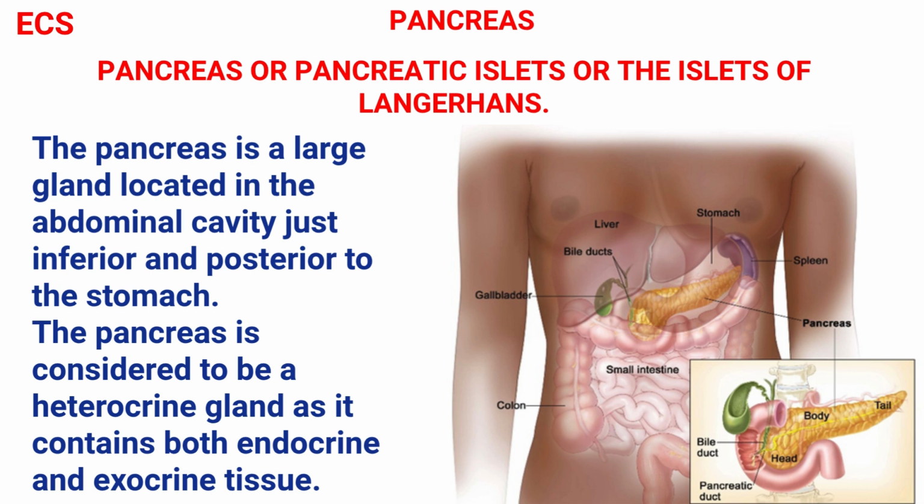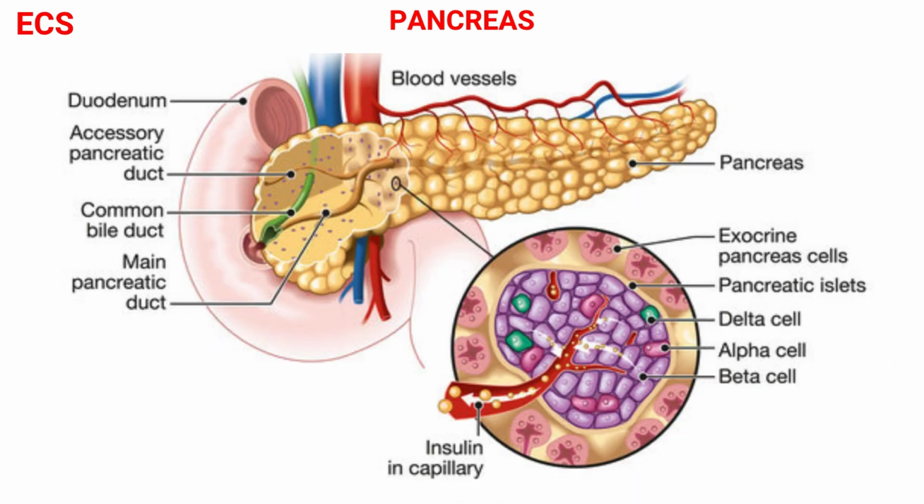The pancreas is considered to be a heterocrine gland as it contains both endocrine and exocrine tissue: an exocrine gland secreting digestive juice and an endocrine gland releasing hormones. The pancreas is an elongated, slightly flattened organ behind the parietal peritoneum. It is joined to the duodenum of the small intestine, transporting digestive juice into the intestine.